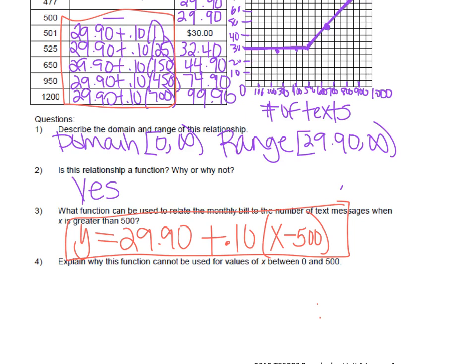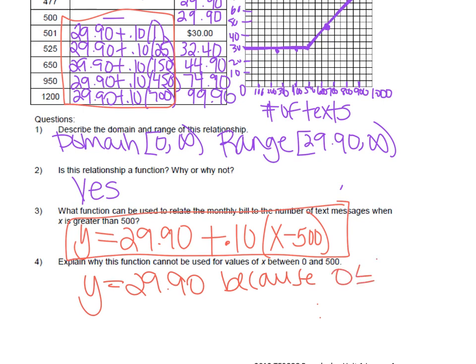Moving on to number 4. Explain why this function cannot be used for values of x between 0 and 500. So why could we not use this function for any texts between 0 and 500? Because what would be the cost of our bill if our texts are between 0 and 500? It would just be y equals $29.90, because when x is between 0 and 500, we only pay $29.90.